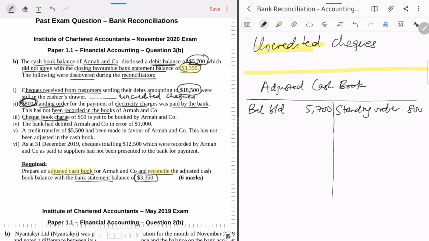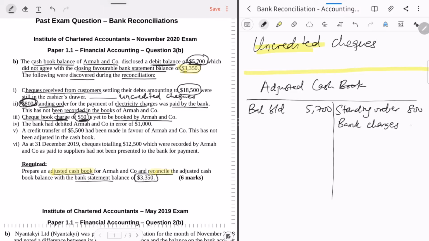The next is what? Checkbook charges of $50 is yet to be booked by the company. So once again, the bank has charged you for using your checkbook. They charged you how much? $50, and you've not yet booked it. When the bank is charging you for charges, what will they do? They will debit your account. So you have to what? Credit yours in your books. So you come to the credit side and you write what?